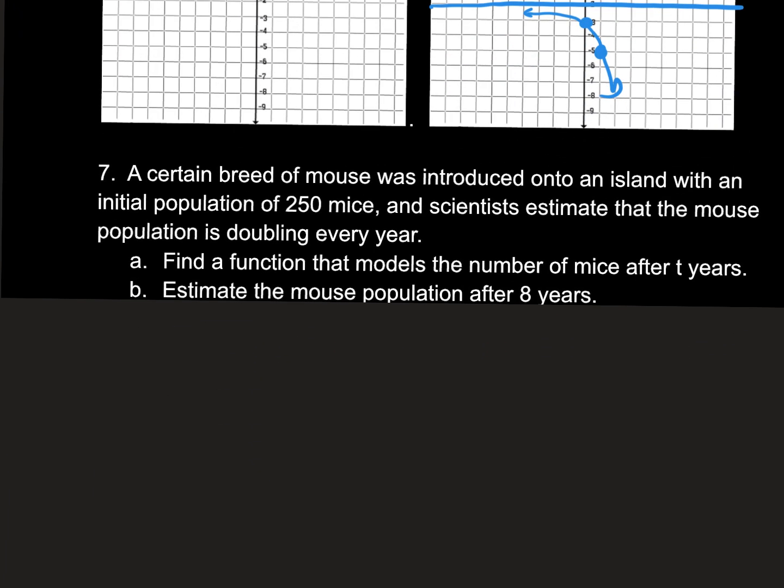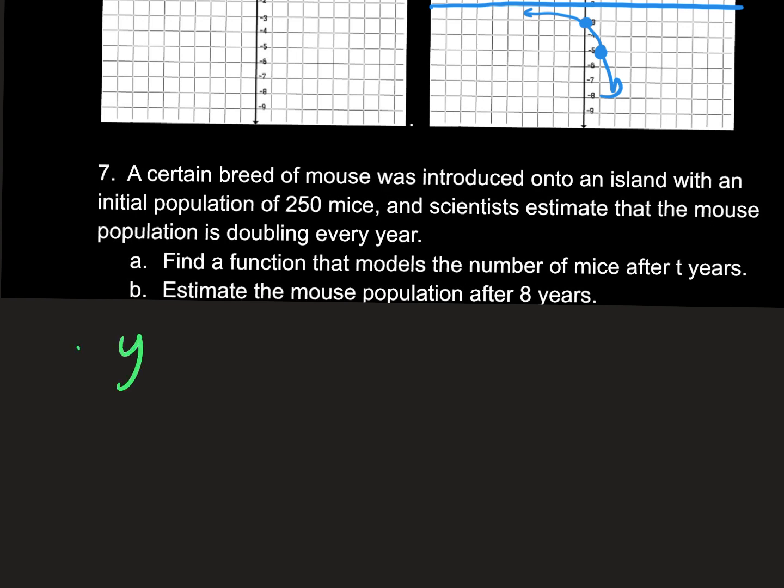All right, number 7. A certain breed of mouse was introduced onto an island with an initial population of 250. Wonder who introduced those. Like, what was the purpose of doing that? And scientists estimate that the mouse population is doubling every year. Find a function that models the number of mice in t years.